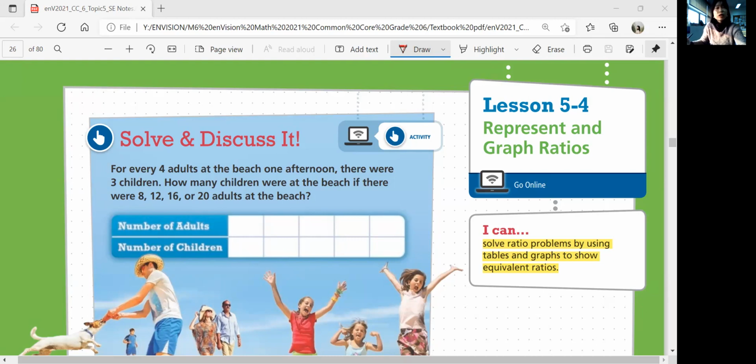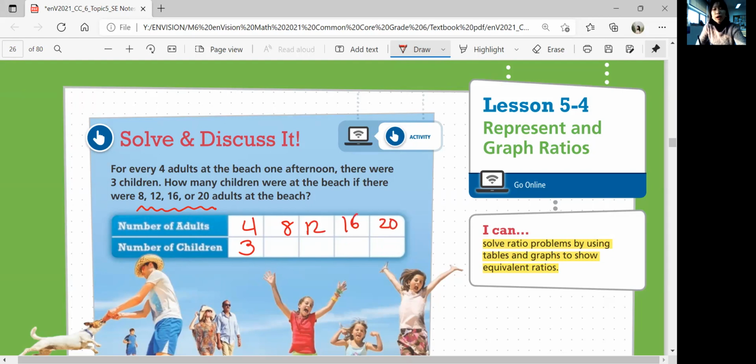So we have a ratio. We can make a table of equivalent ratios. The number of adults, 4 adults at the beach, and there were 3 children. If the ratio is constant, which means it's the same, you can make an equivalent ratio to get 8, 12, 16, and 20 adults at the beach.